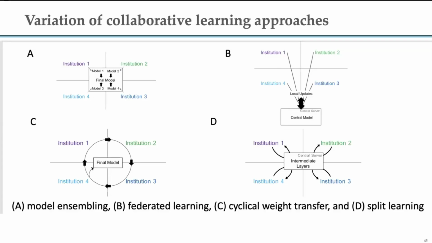We are thinking of different ways of doing federated learning or collaborative learning approaches. The trivial way might be model ensembling, where you train a model at each institution and then ensemble them and see how well that works. Even though ensembling often is very successful, in this particular case we found it to not work as well. We can do federated learning, and what we've been doing a lot is cyclical weight transfer, which is another technical twist on how to do collaborative learning. We've also been investigating things like split learning.